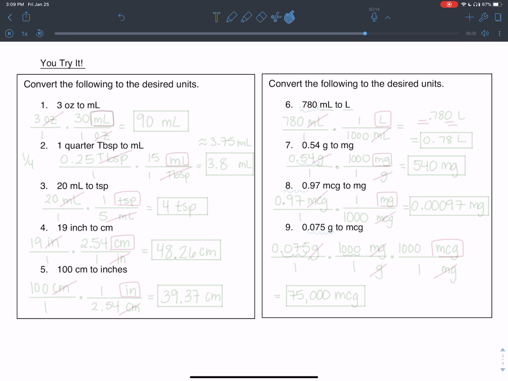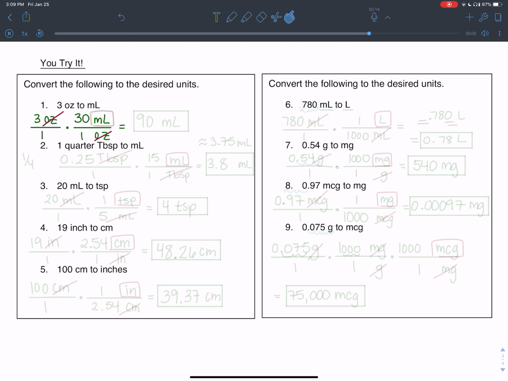I want 3 ounces to milliliters, 3 ounces to milliliters. So I want 3 oz per 1, whatever. I like putting the 1. I'm going to convert it to milliliters, right? So I need milliliters on top, but I also need ounces on the bottom to cancel out the ounces of the 3 ounces. So there are 30 milliliters per 1 ounce. This is going to be a standard conversion for us.